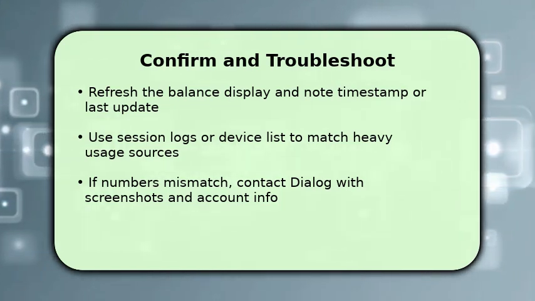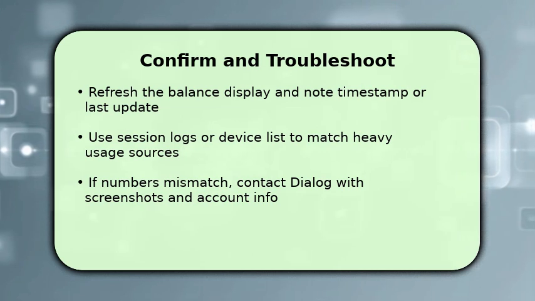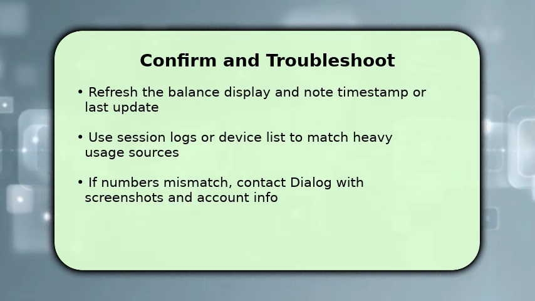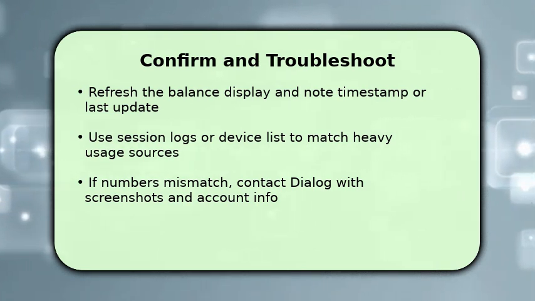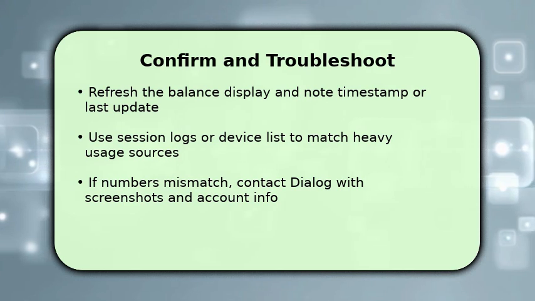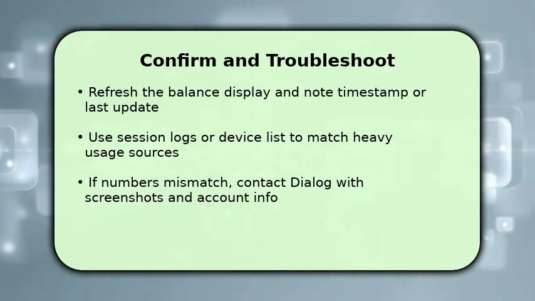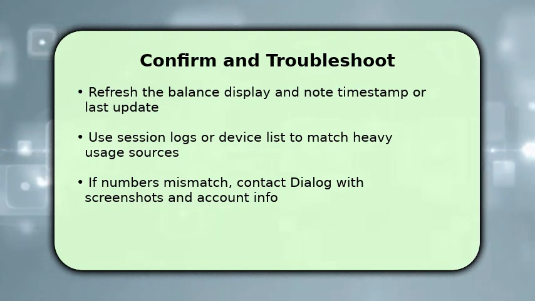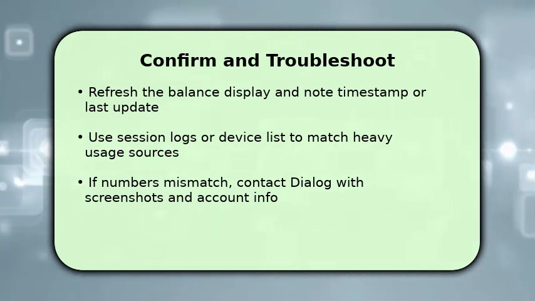is current. Then cross-check session logs or the connected device list to match spikes in usage to specific devices or times. This explains unexpected depletion. If the balance seems wrong, take screenshots, record the update time, and contact Dialog support with your account info. That gives support the evidence they need.